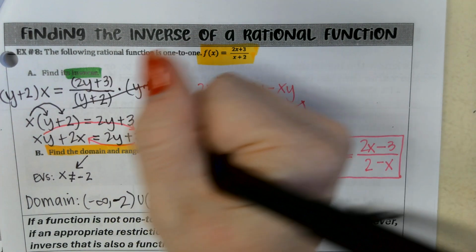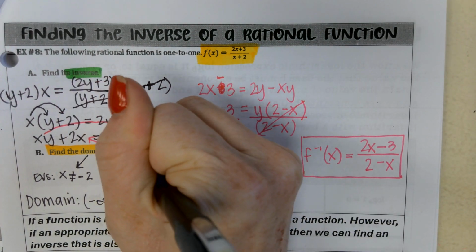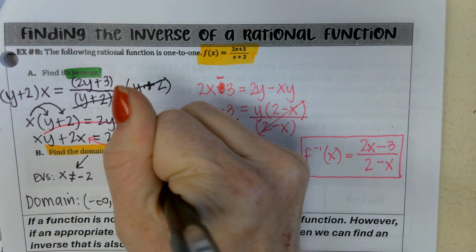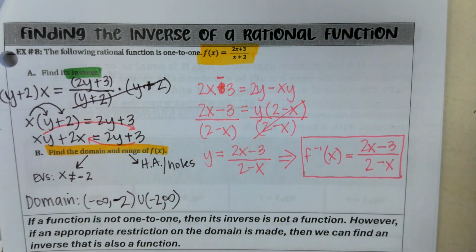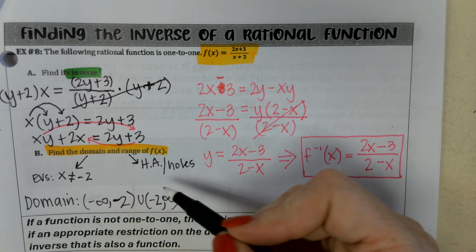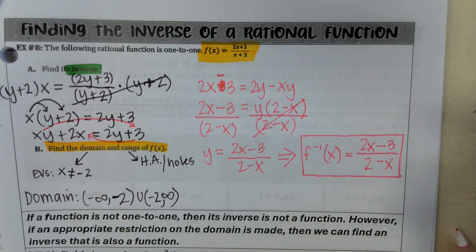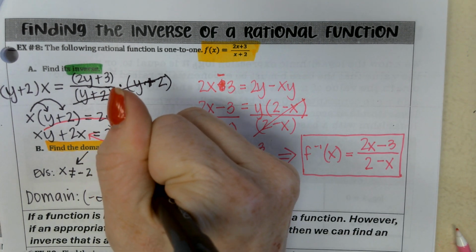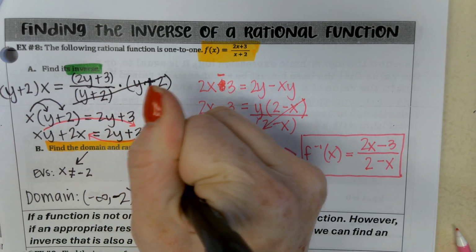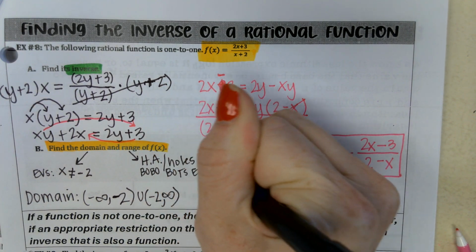Now, the range of rational functions is affected by horizontal asymptotes and holes. Last semester stuff coming back. Horizontal asymptotes come from the BoboBots Eats DC. I'll go ahead and write that. BoboBots Eats DC.